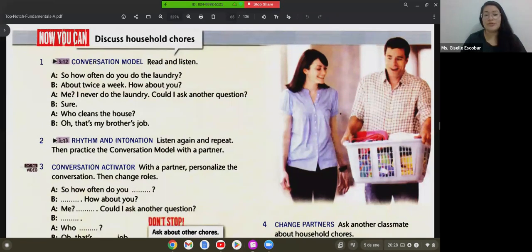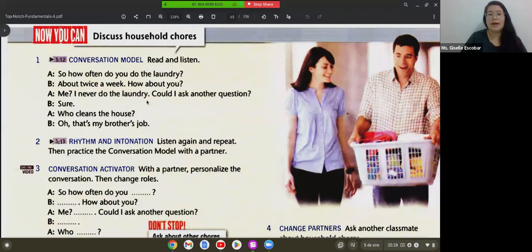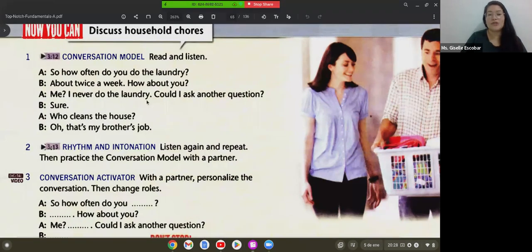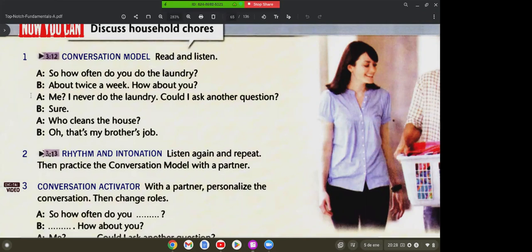So now what we are going to do, guys, is read the conversation really quick with the partners that we were working on. So Erica and Brian, you can read just the conversation model. Solo vamos a leer el modelo de conversación primero y luego vamos a personalizar. So Erica and Brian. Erica, you can start with letter A and Brian can be letter B. So go ahead.